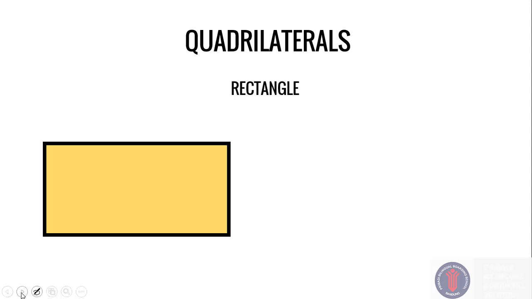Rectangle. Same as the square, a rectangle also has 4 right angles. 1, 2, 3, 4. Opposite sides are equal and parallel. So this one is parallel. This one is also the same. This one has equal length and is also parallel.